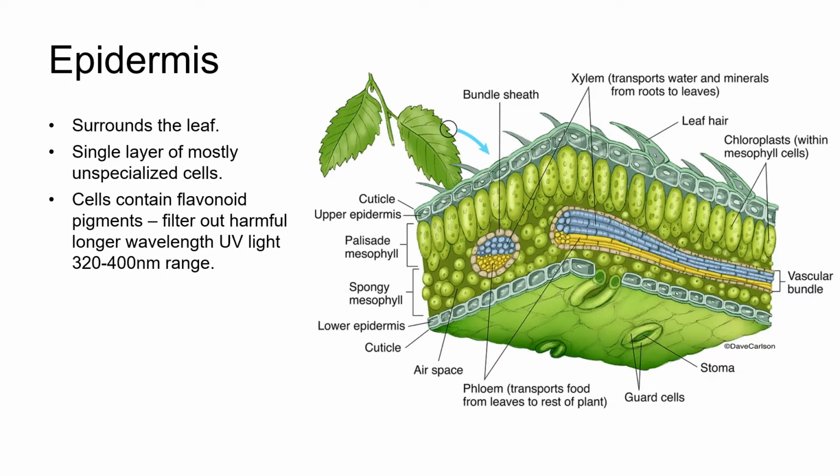Just below the cuticle is the epidermis, which completely surrounds the leaf. It consists of mostly unspecialized cells and is usually just one cell thick. Epidermis cells contain flavonoid pigments which filter out harmful, longer wavelength ultraviolet light in the 320 to 400 nanometer range.